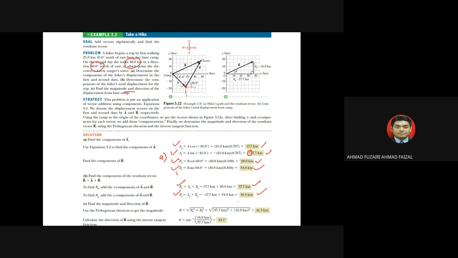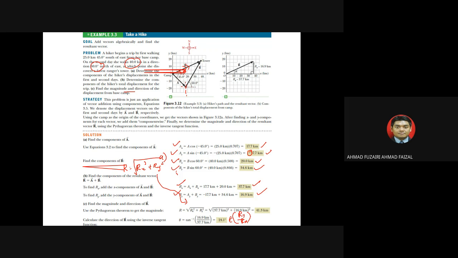And lastly, they want to know about the magnitude and direction by using the equation R equals the square root of Rx squared plus Ry squared, to get the magnitude. Then in the end, you will get theta. Theta is tangent negative 1 of Ry over Rx. So you will get 21.4 degrees. Where is 21.4? It should be here. So this is your resultant vector, and this is theta.